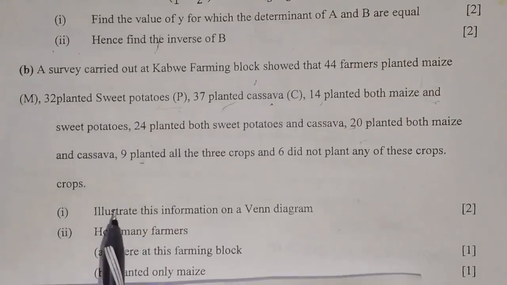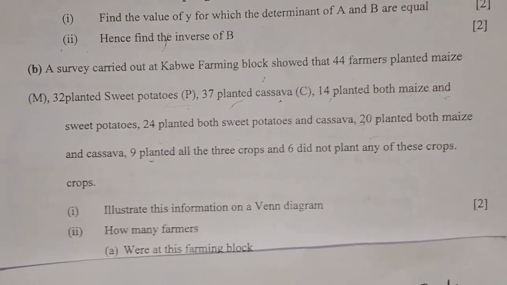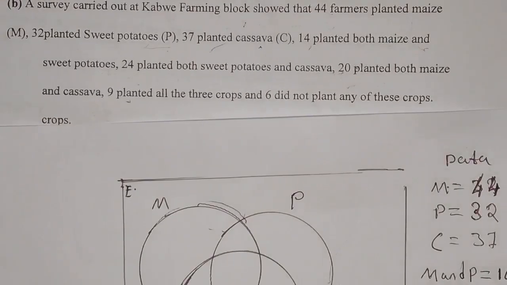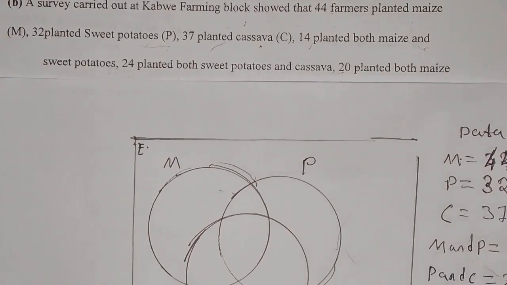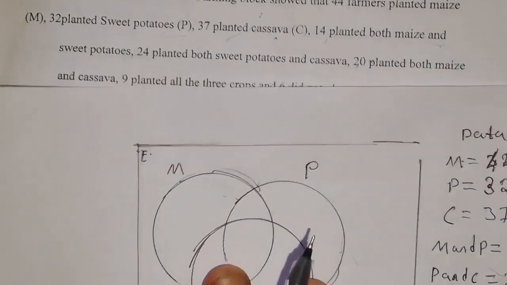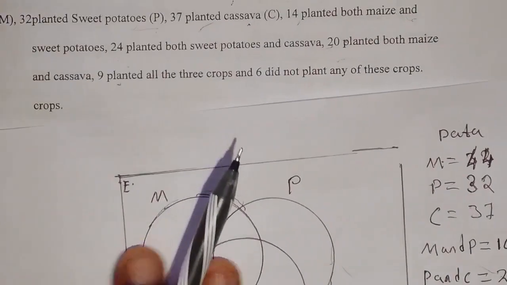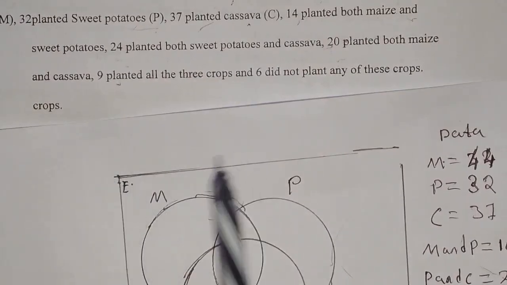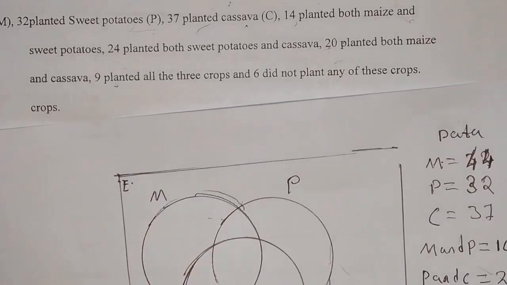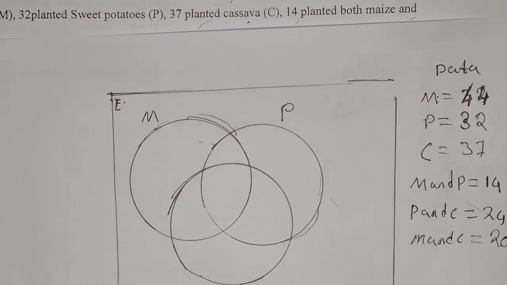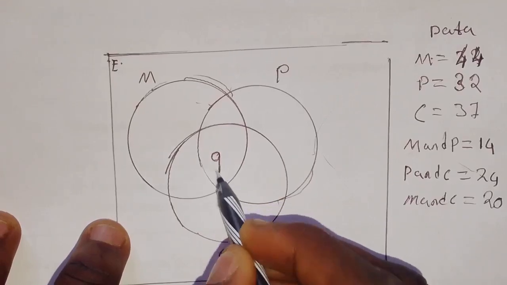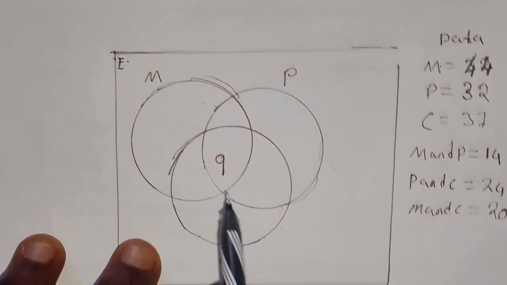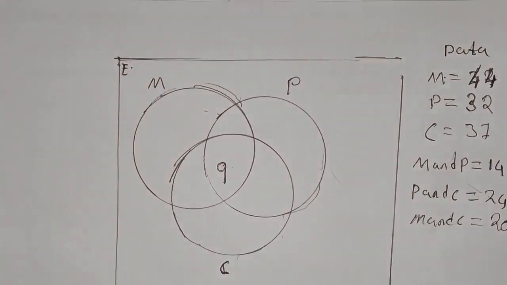We have also been told that 9 planted all the 3 crops. So start by entering those people that did all the 3. In this case, 9 planted all the 3 crops. So we're going to have 9 in the middle here, where all the sets are meeting. So this is M intersection P intersection C. These 9 planted all the 3 crops.